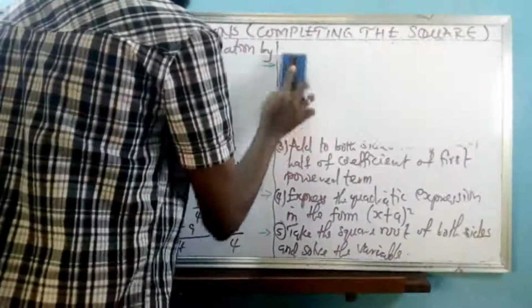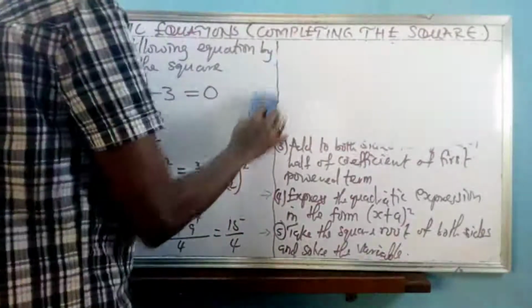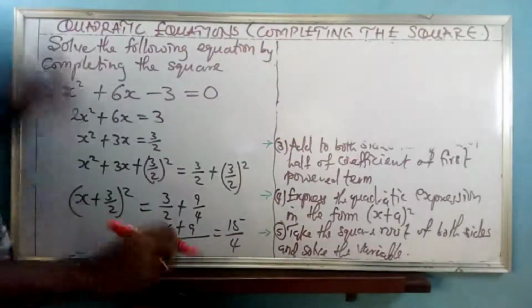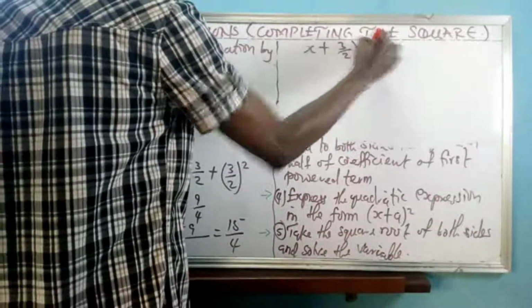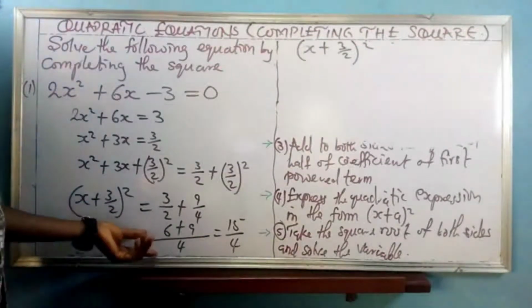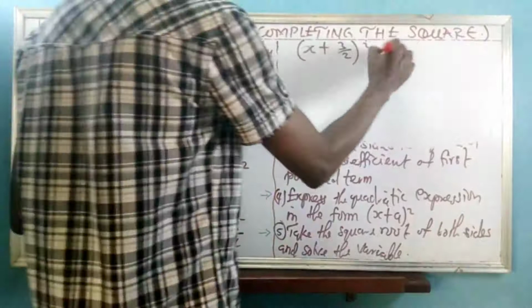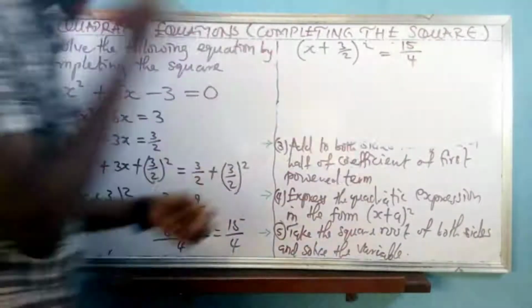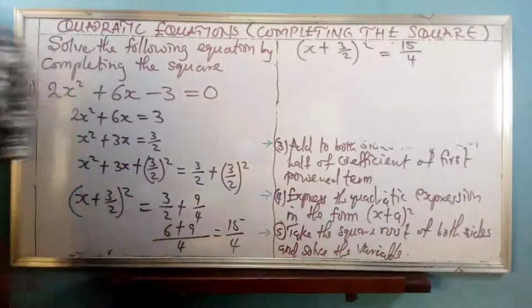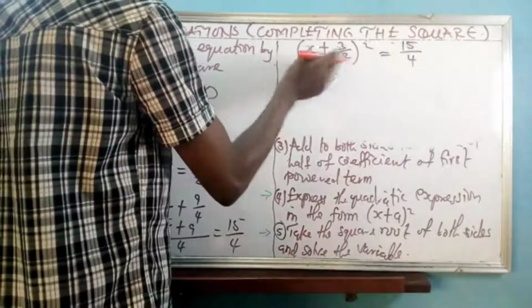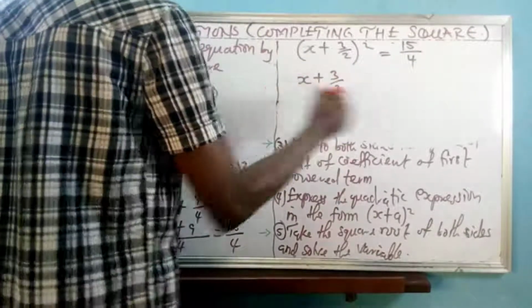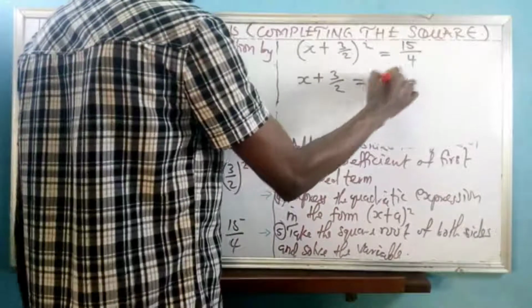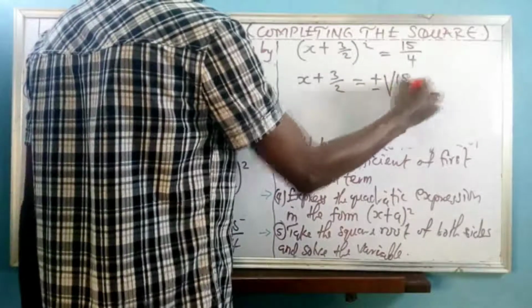Let's move on. But I want to use the board so we can complete the working. So in the next one, we're not going to copy it again. We have this end here, x plus 3 over 2 all in square. That's quadratic expression there. We have is equals to 15 over 4. The last step says what? Take square root of both sides. So you have to take square root of this one. So we're going to have x plus 3 over 2 only here is equals to, when I take the square root of this one, it will give you plus or minus square root of 15 over 4.